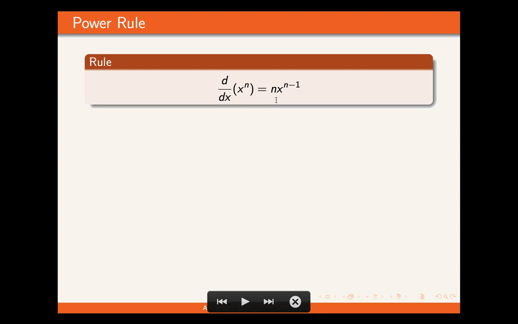If you look into this formula, you can see if we have a power function like x to the power n, we bring the power down as a coefficient times, write down the x as it is, and subtract the power by 1. So this is the power rule. Let's try to see some examples.